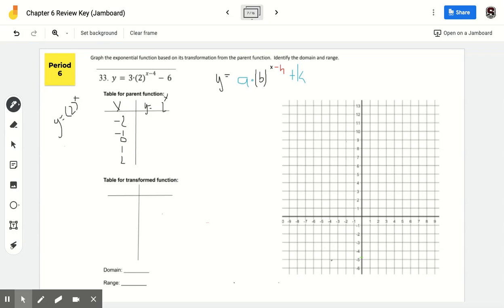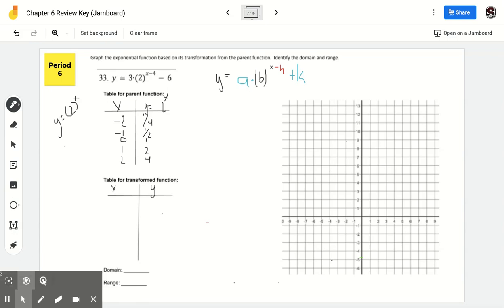And your y's, you get the y's by plugging it in. I always start at 0, move to the positives, and then backtrack to the negatives. Just my flow. So anything raised to 0 is 1, anything raised to 1 is itself, so 2 to the 1 is 2. 2 squared is 4. 2 raised to a -1, well, negative exponent means flip it, 1 over 2 to the positive 1. And 2 to the -2 is 1 over 2 to the positive 2, which is 1 over 4.